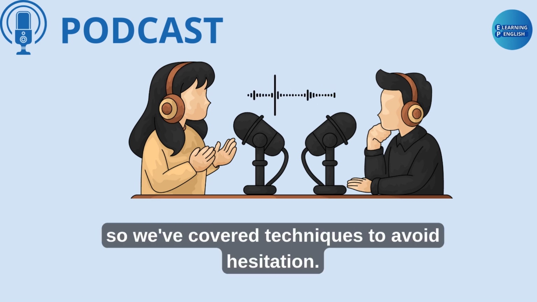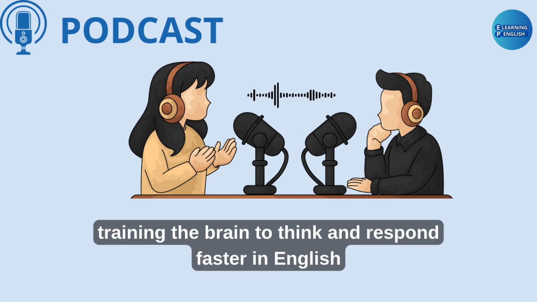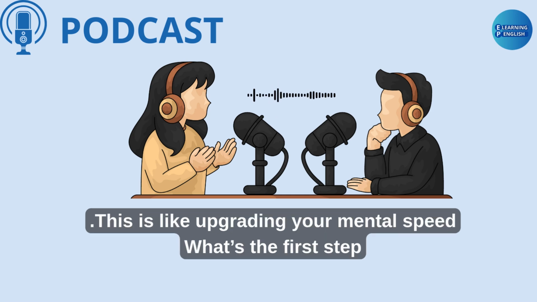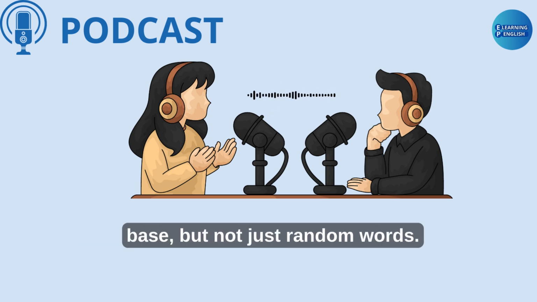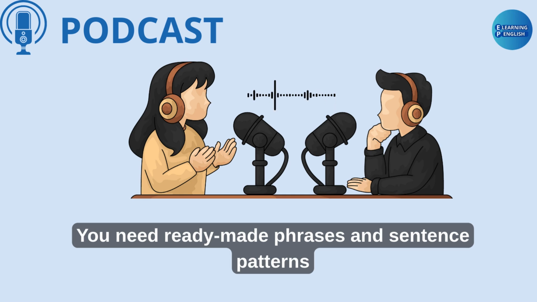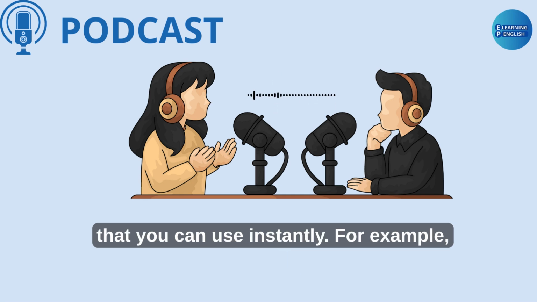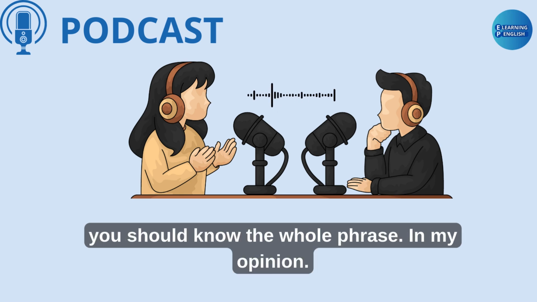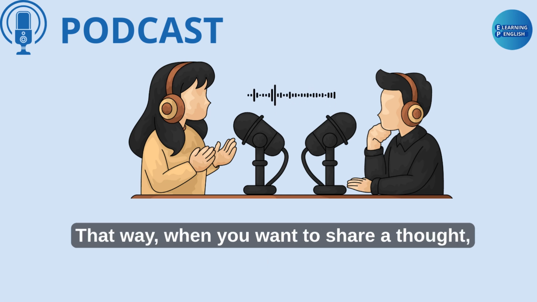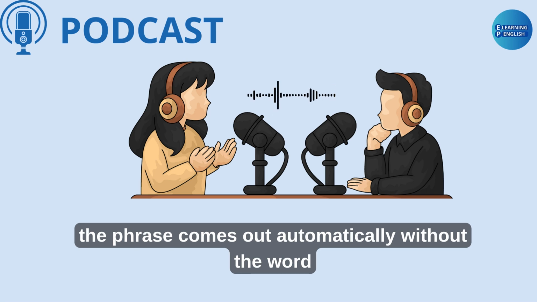All right, Julia. So we've covered techniques to avoid hesitation. But there's another level: training the brain to think and respond faster in English. This is like upgrading your mental speed. What's the first step? The first step is building a strong vocabulary base, but not just random words. You need ready-made phrases and sentence patterns that you can use instantly. For example, instead of only knowing the word opinion, you should know the whole phrase, in my opinion. That way, when you want to share a thought, the phrase comes out automatically without thinking.